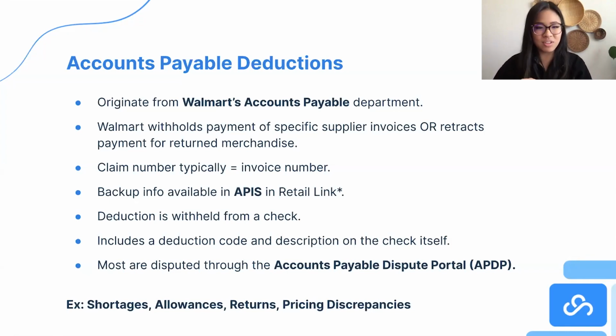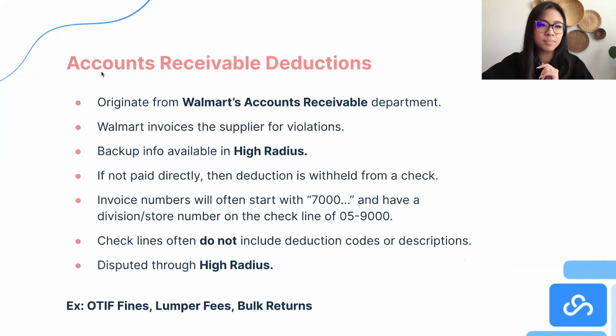The last thought on AP deductions is that most of these are going to be disputed through the accounts payable dispute portal, or APDP. If you have done this for a while, you're probably familiar with Walmart's old system called Direct Commerce. They have since moved over to the APDP system, and as of today, I would say a vast majority of any AP deduction is going to flow through that system. We'll cover how to find it, how to use APDP, and all that good stuff in this webinar as well.